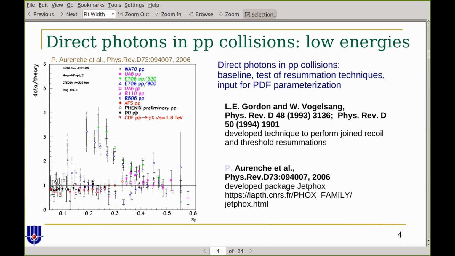Okay, to look at the direct photons in heavy-ion and proton-nucleus collisions, we first need some baseline, and let's first compare the direct photon yield in proton-proton collisions at different energies.